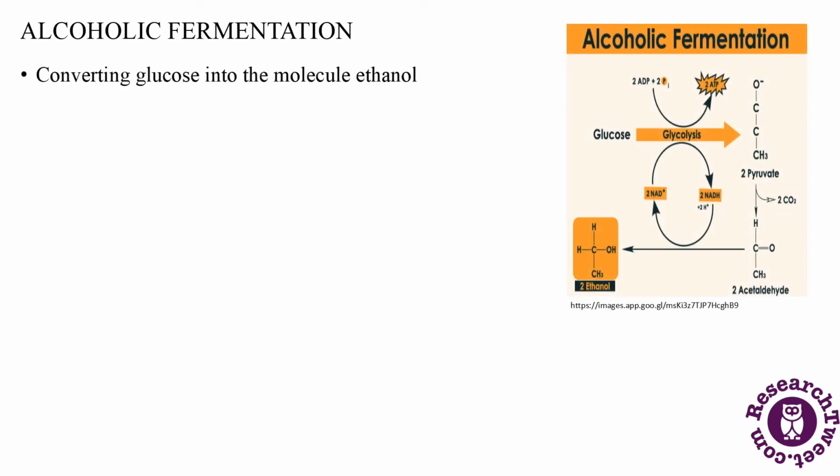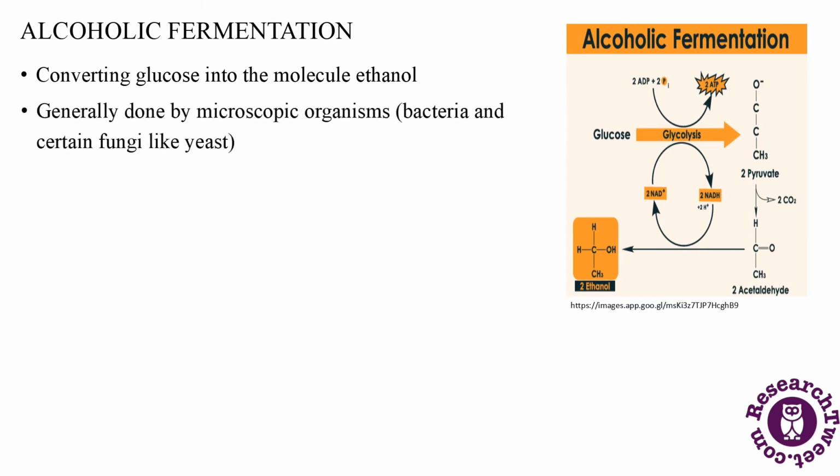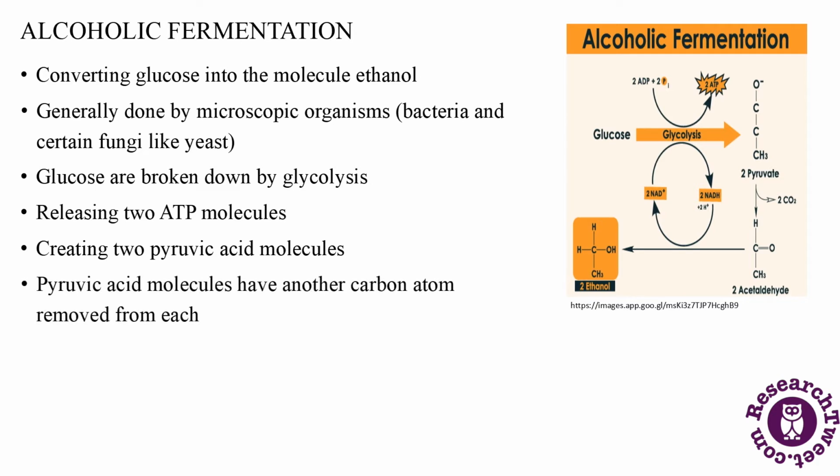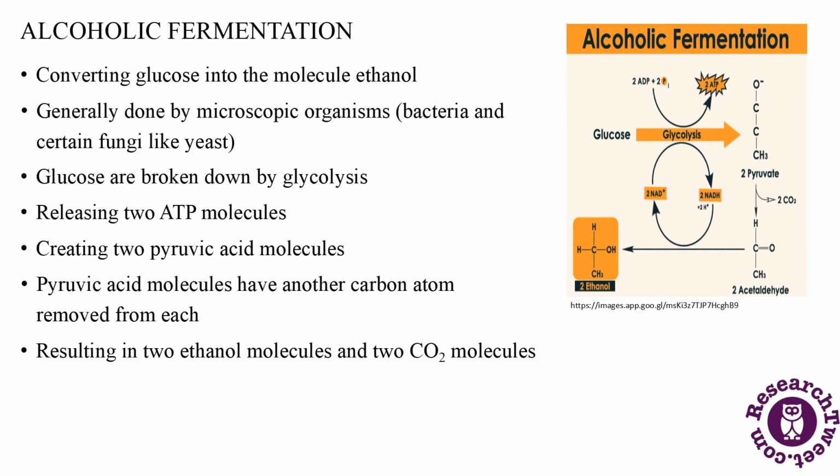Alcoholic fermentation. Alcoholic fermentation is a process of converting glucose into the molecule ethanol. This process is generally done by microscopic organisms like bacteria and certain fungi like yeast. The glucose is broken down by glycolysis, releasing two ATP molecules and creating two pyruvic acid molecules. The pyruvic acid molecules then have a carbon atom removed from each, resulting in two ethanol molecules and two carbon dioxide molecules. No more ATP is produced after the initial two from this glycolysis reaction.